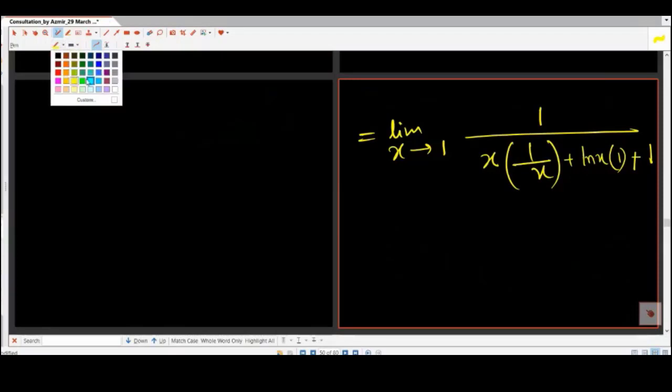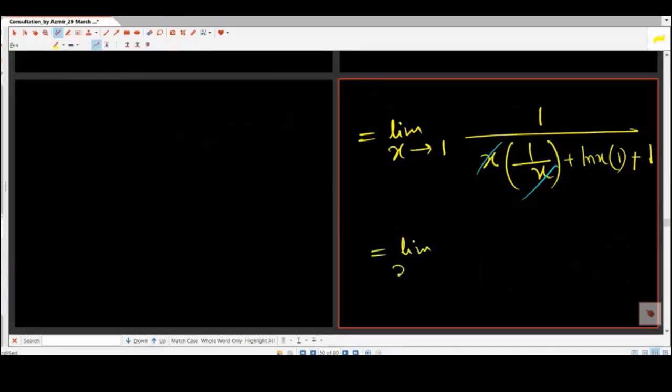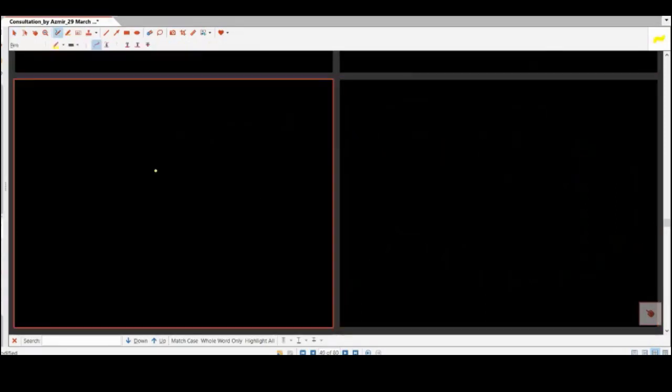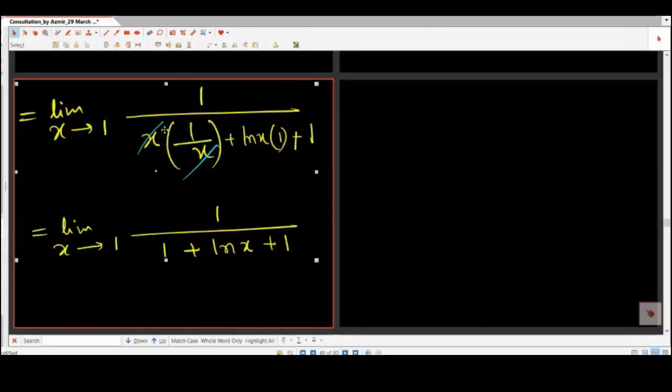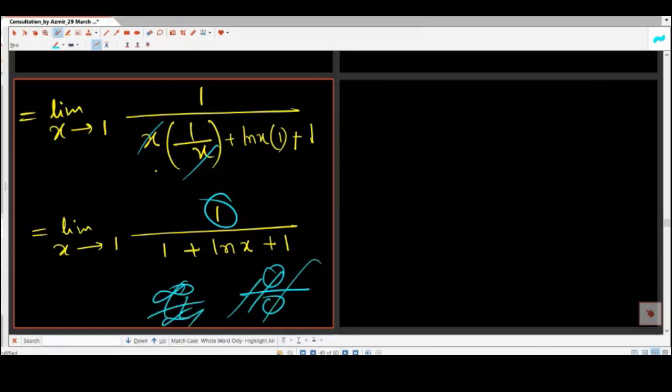So now the time is to simplify. We can see that x and x are here. So we can write limit x tends to 1, 1 over 1 plus natural log of x plus 1. This time we are sure that there will be no 0 over 0 or infinity over infinity, because in the upper part we have 1. So there is no possibility of having 0 in the upper part. So there is no possibility of having 0 over 0 or infinity over infinity. That means we can stop the differentiation process. We don't need to take the help of L'Hopital's rule again here.